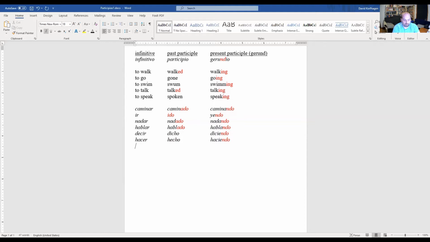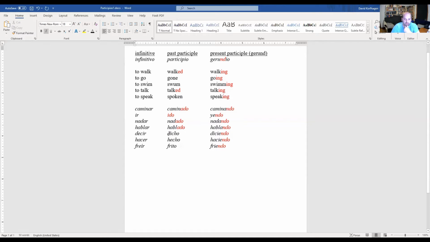How about one more? Let's do freír, right? And that's not freído, it's frito, right? And then friendo. And yeah, so we'll leave it at that. So those are the main forms. And notice you just have some that are irregular. The vast majority are going to be regular ado or ido endings, right?